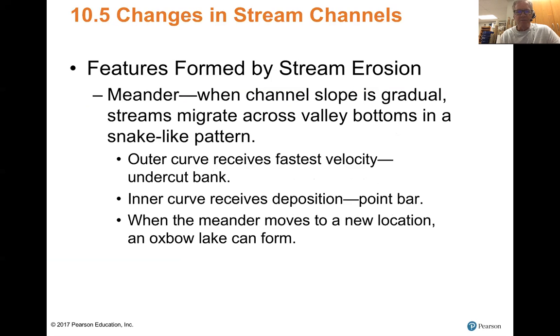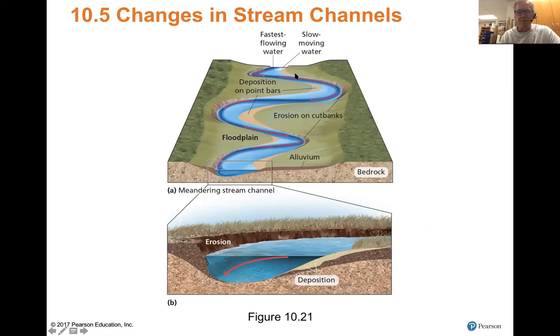The most common one, of course, is a meander, where the channel slope is gradual and the streams will migrate across valley bottoms. And we mentioned this before, the outer curve is the fastest velocity. The inner curve receives the deposition. So as the stream meanders back and forth, it's eroding here where the velocity is high and depositing here where the velocity is lower. And there's just another way. So the speed is faster here, so we get erosion, slower here, so we get deposition.